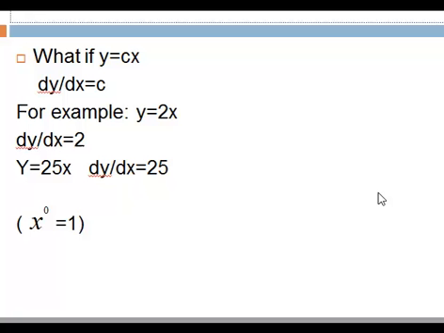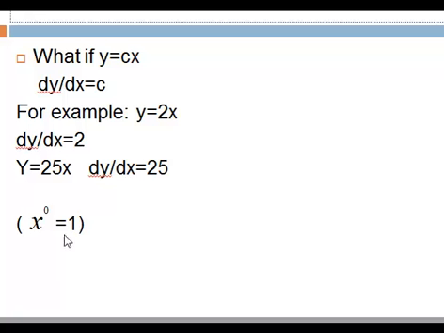We just mentioned when y equals c times x raised to the power of n, then the derivative of y will be c times n times x raised to the power of n minus 1. But what if y equals c times x? Again, c is a constant number. Then the derivative of y, dy over dx, will be c. For example, if y equals 2x, then dy over dx will be 2. If y equals 25x, then dy over dx will be 25. Why? How did we get this?